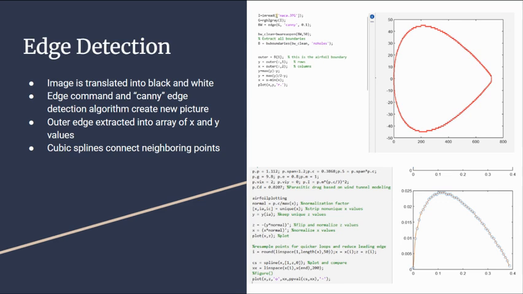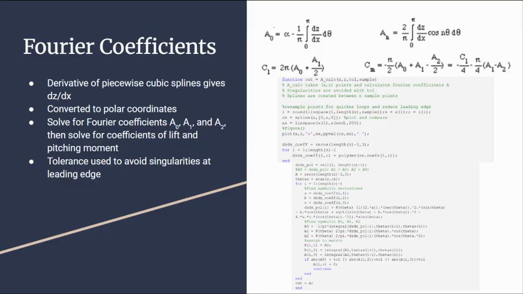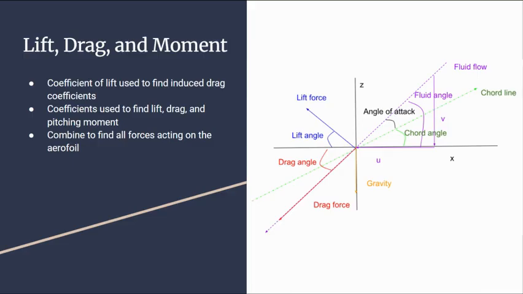These A values are known as Fourier coefficients, which allow us to solve for the coefficients of lift and pitching moment. Tolerances were used to avoid singularities at the leading edge, which would have caused major problems. Choosing the airfoil itself matters because the lift curve slope and the pressure distribution depend heavily on the shape. In our case, we focused on a standard NACA profile.